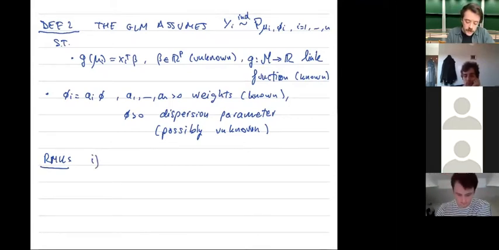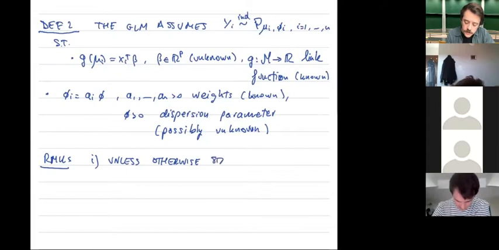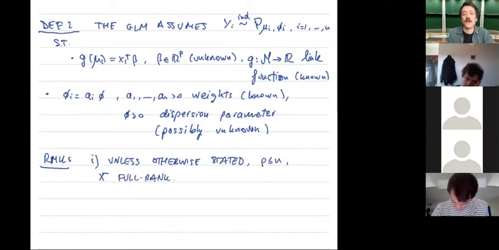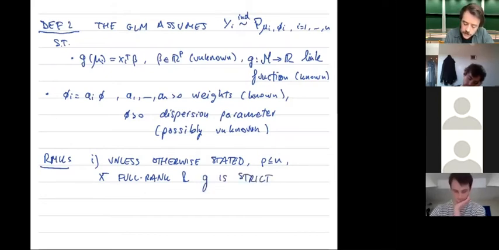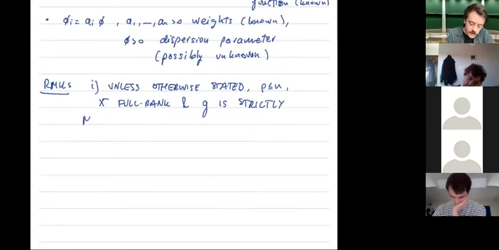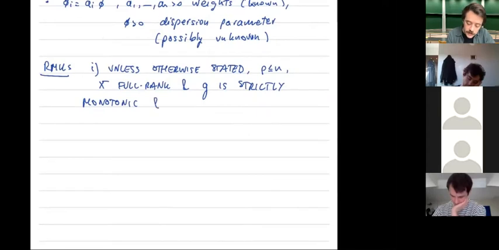Some assumptions that we'll be silently assuming are the following, unless otherwise stated. We assume that p is always less than or equal to n. X, the design matrix, is full rank. And g, the link function, is strictly monotonic. Generally, I think we'll only see increasing, and twice differentiable.